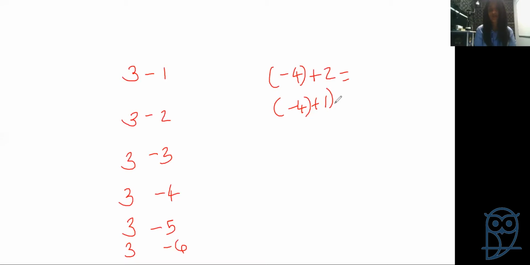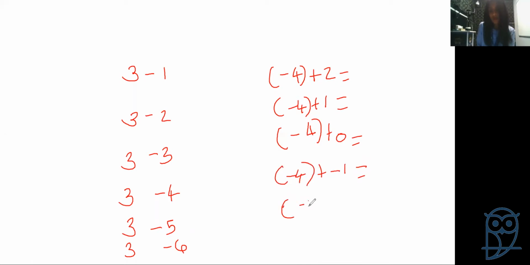That is equal to minus 4 plus 0, which is equal to minus 4 plus minus 1, minus 4 plus minus 2, and so on. Here, these are basic maths. I mean, these are things that you guys learned when you first started school.